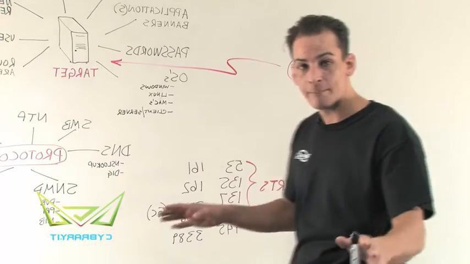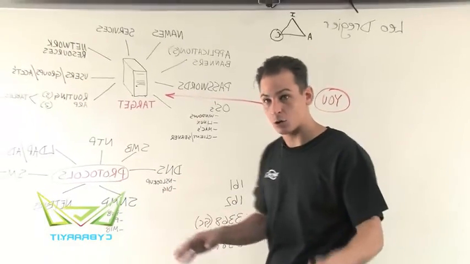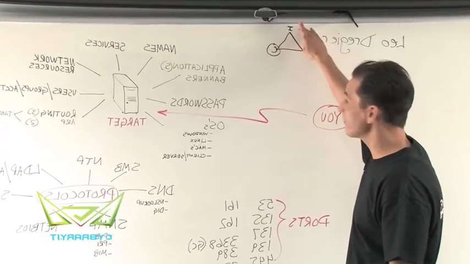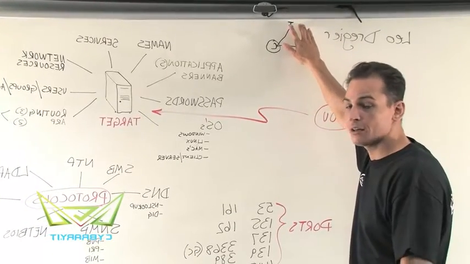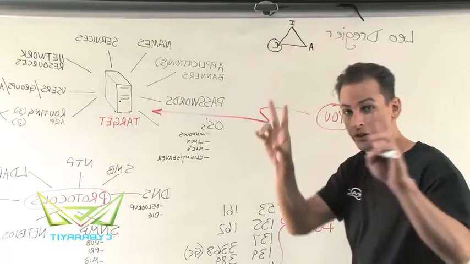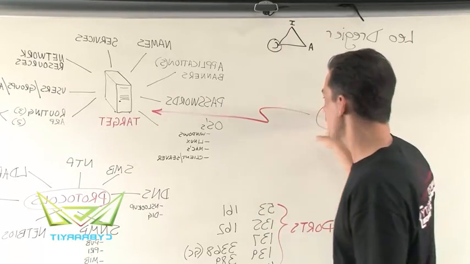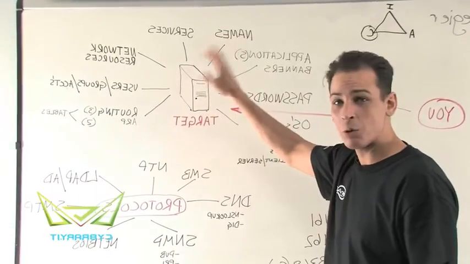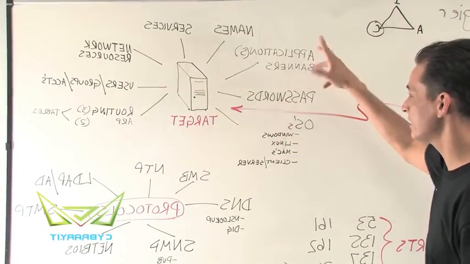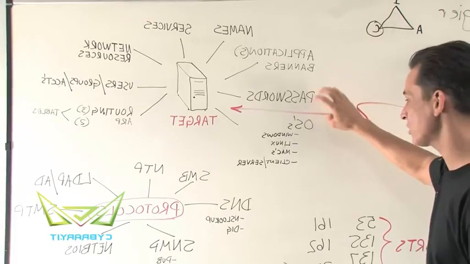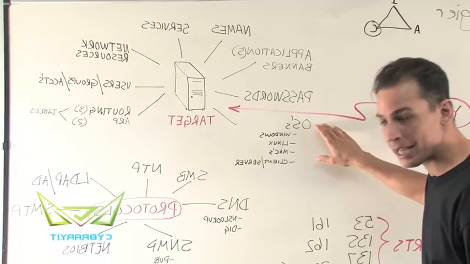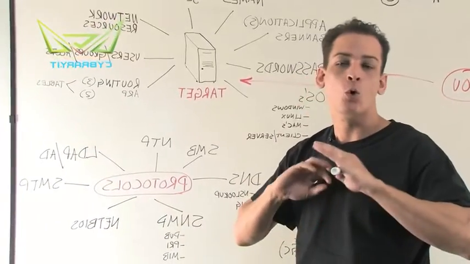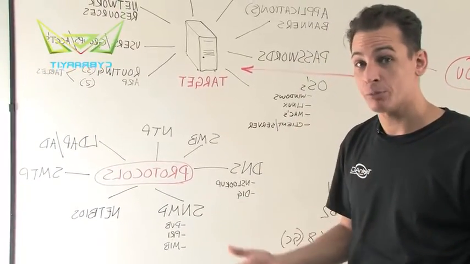Okay, so let's take a step back and summarize before we get into the hands-on labs. We're still focusing on confidentiality. We're going to get ready to go change the integrity of our systems coming up here, which is often considered the hack. So between us and our target, we look at routing tables, users, groups, accounts, networking resources, services, names, application banners, and passwords. We want to find out as much as we can about our operating system, and we can attack any protocol or port that is available to us.